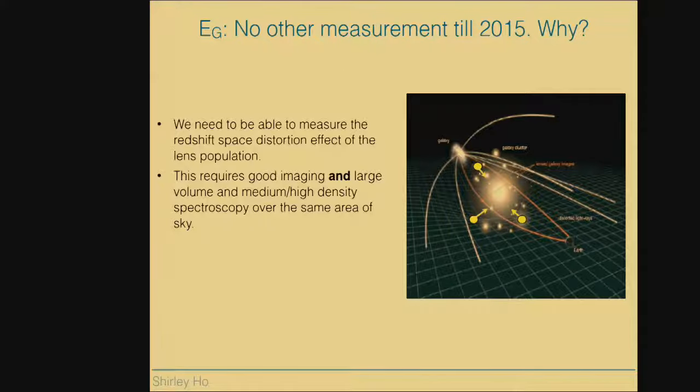So you actually need to be able to measure the redshift space distortion effect of the lens population, and you require good imaging to do gravitational lensing and the galaxy clustering. So you need large volume and medium-high density of spectroscopy over the same area of the sky as the imaging. That's actually hard. There are not that many out there.